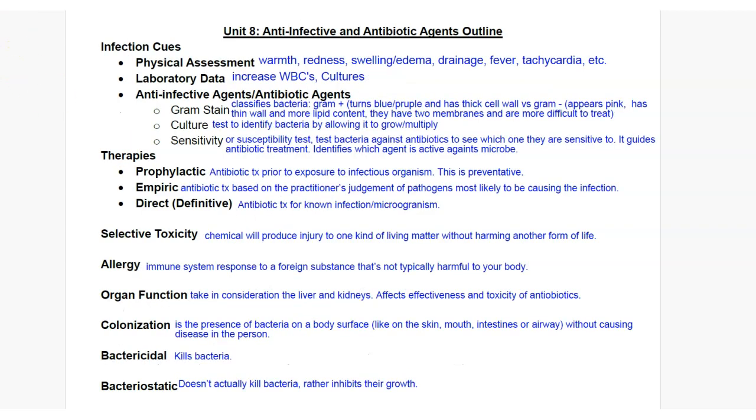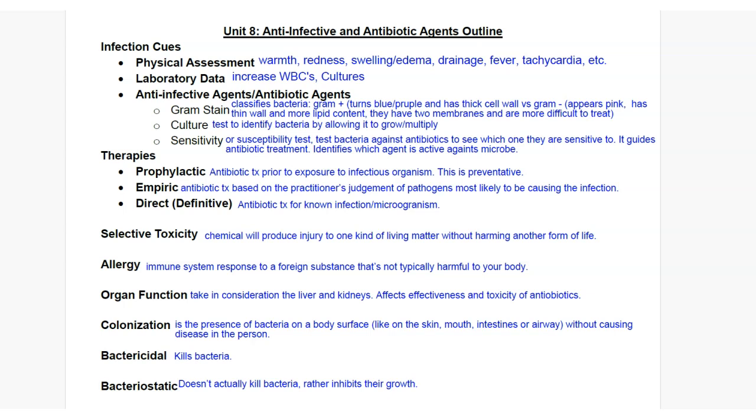All right, so before we start talking about the different therapies, the different antibiotics, let's just review some infection cues, or the signs and symptoms of infection. Now, we're not going to cover everything, just the common signs and symptoms. Upon physical assessment, when we're examining our patient, usually if there's an infected site, there tends to be some warmth, so it's warm to touch. There's some redness, swelling or edema. Occasionally, there may be some drainage or pus formation.